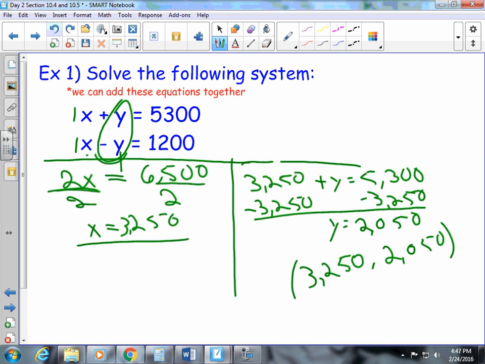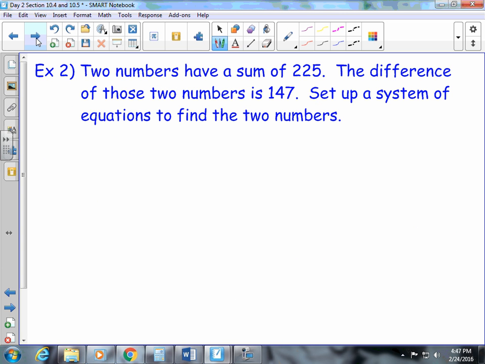Okay, let's look at the next example. This is actually a word problem. Kind of the same thing. You had examples like this in the last class, in the last homework assignment, but now we're using a different method, which is actually easier.